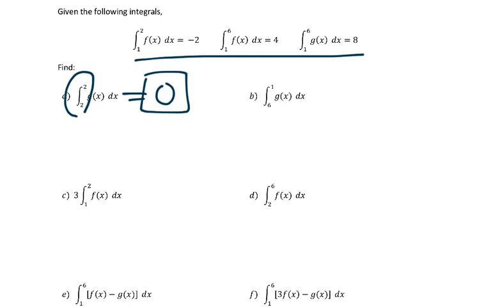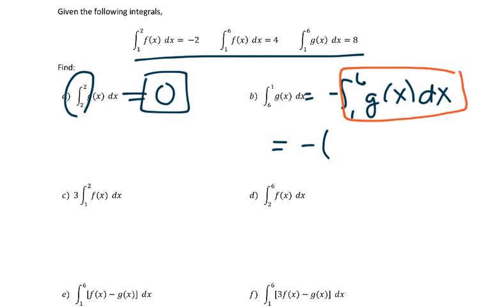Part B, it's going from 6 to 1, so we don't usually go from big to small when we do these types of integrals. We kind of like to go from small to big. So really we're looking for that, but because we flipped the bounds around a little bit, we put a negative in front there. So that's a negation property. And then this is going to be negative, whatever this part is. And let's see, is that one of ours? Yes, I see it here. So it's negative 8.